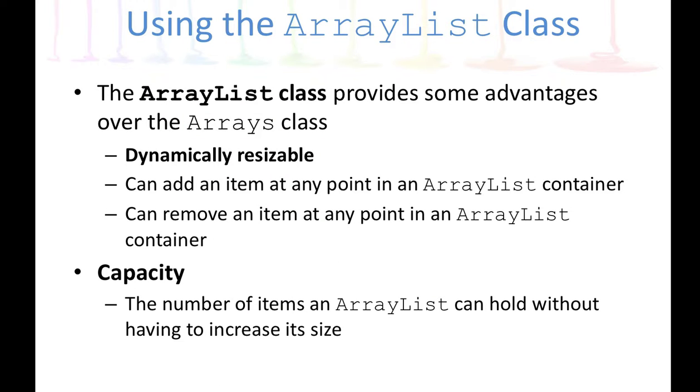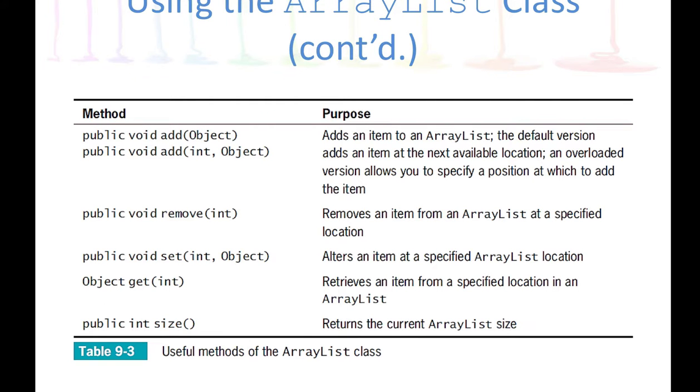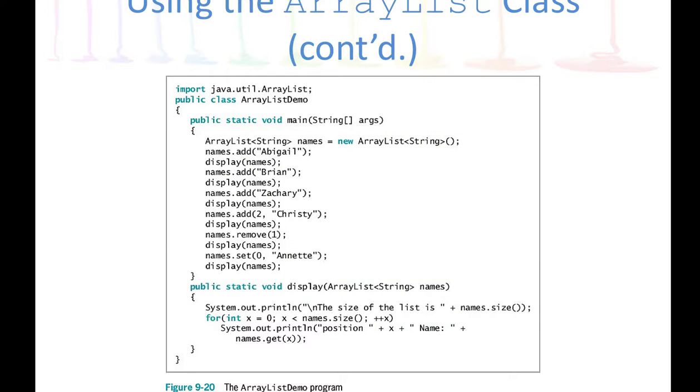So the ArrayList class provides some advantage over array class. Dynamically resizable, can add an item to any point of an ArrayList container, can remove an item at any point. Then you get capacity. What's capacity? Number of items in an ArrayList. So capacity is how much it can hold. Once again, I won't go through this. It just gives you some methods about adding, removing, setting, and so forth. Same thing here with the code. I'm not going to go through this right now.